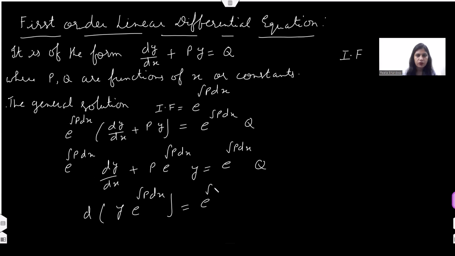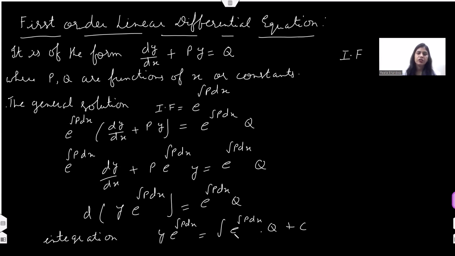So now we get the exact derivative. After integrating on both sides, we get y times the integrating factor equal to the integration of this term plus a constant of integration. So this becomes the general solution of this type of first order linear differential equation.